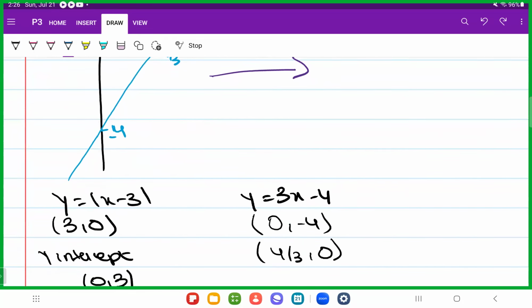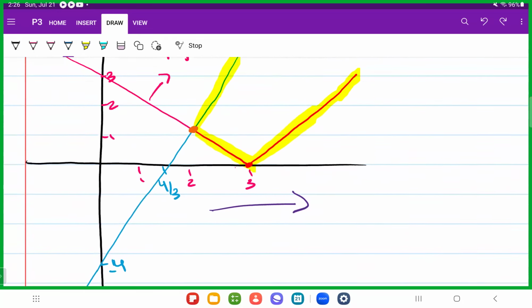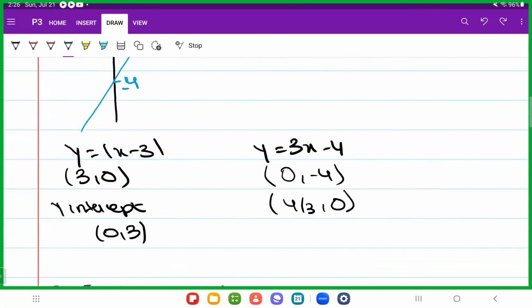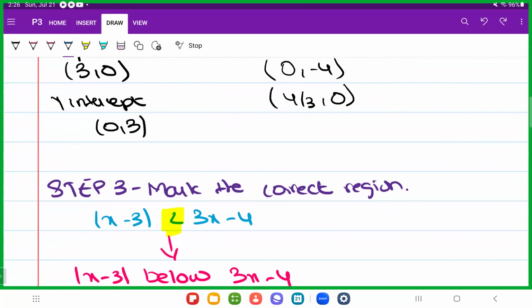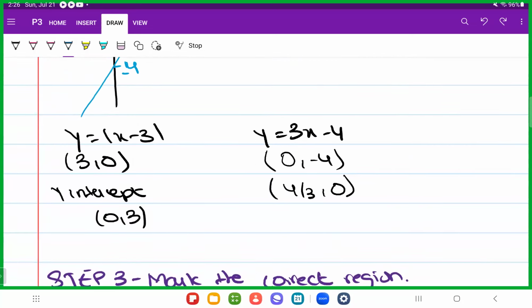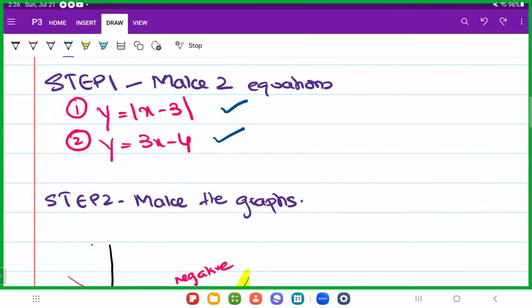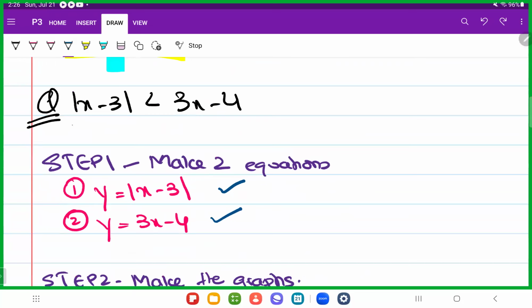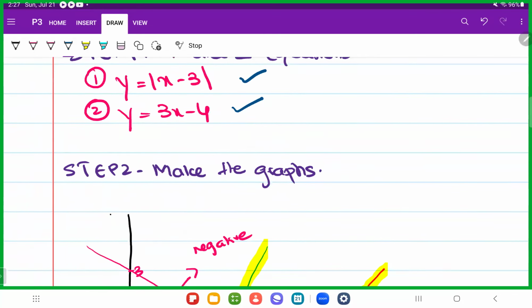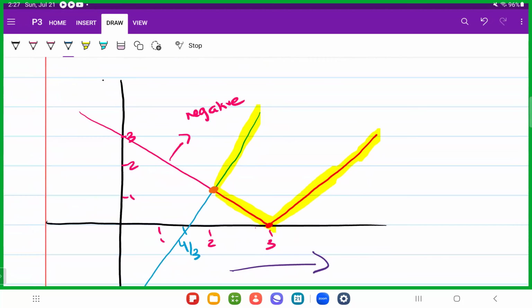So let's look over here. I've sketched both graphs. You did all this working, you sketched all the graphs. Now you have to mark the correct region. What is the correct region over here? It is saying that the modulus needs to be lesser than 3x - 4, which means what needs to be higher? The linear equation, right? So in this region, you can see that the modulus is greater than the linear equation, right?